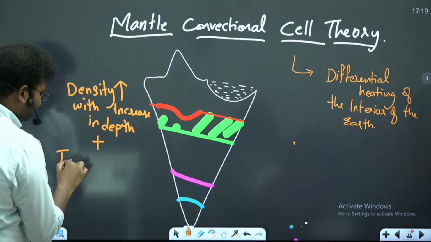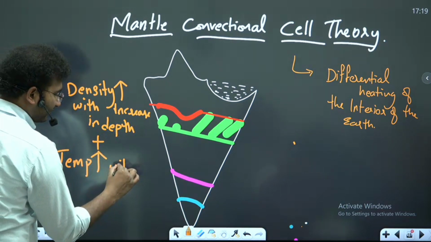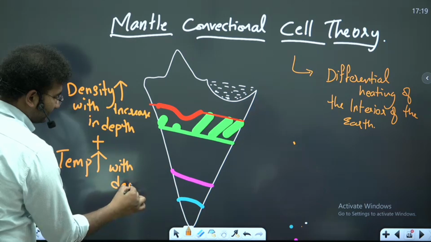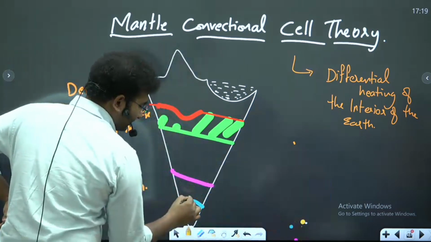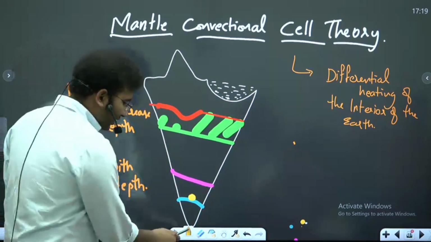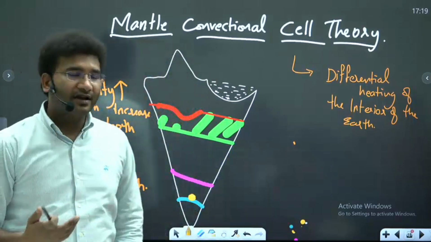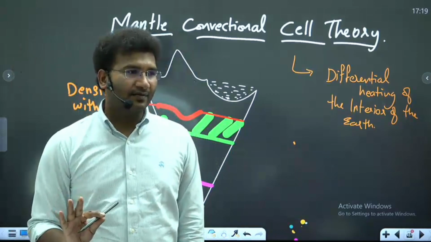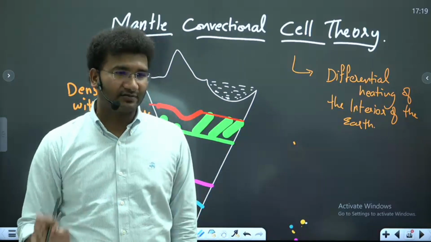Plus, temperature increases with depth. See, suppose this is the outer core, which is liquid in nature, right? And this liquid has radioactive material. Okay? There are radioactive materials which are present in the interior of the earth.